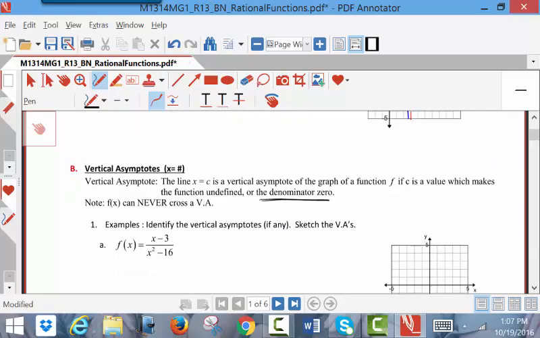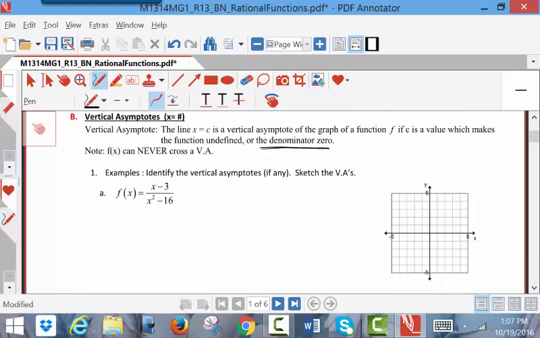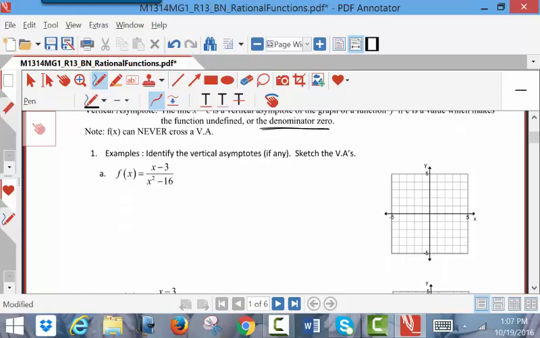Okay, so the easier asymptotes are the vertical asymptotes, and let's just jump right in and take a look at this example. It says identify the vertical asymptotes if there are any, and then sketch it. Vertical asymptotes come from the denominator of your rational function. What values will make that denominator equal 0? X minus 4, x plus 4. Well, if you factored it, it would be x minus 4 times x plus 4.